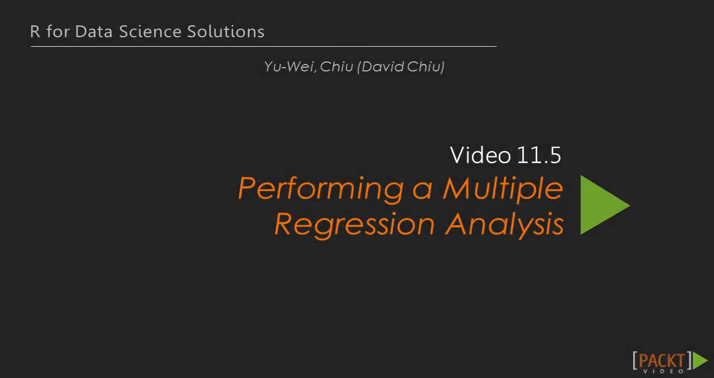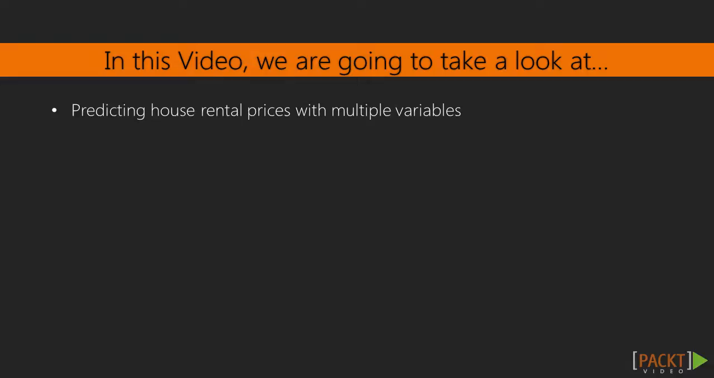This is the fifth video of the section, performing a multiple regression analysis. In the previous video, we measured the performance of the regression model. In this video, we demonstrate how to predict house rental prices with multiple variables.